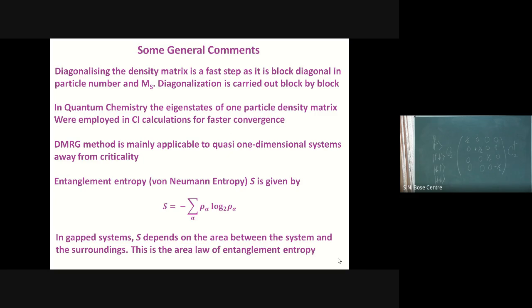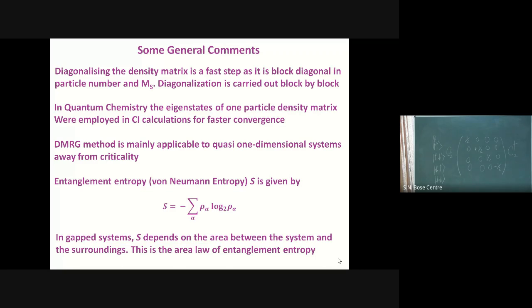That's because if rho alpha are the eigenvalues of the density matrix, then you can define the entanglement entropy as the sum over all the eigenstates of minus rho alpha log rho alpha to the base 2. Base 2 is usually chosen for whatever reason. And in gapped systems, what is known is that this entropy scales as the area between the system and the surroundings.